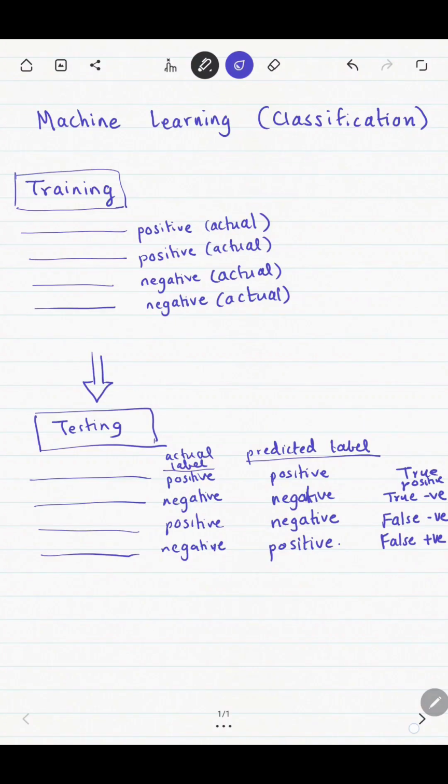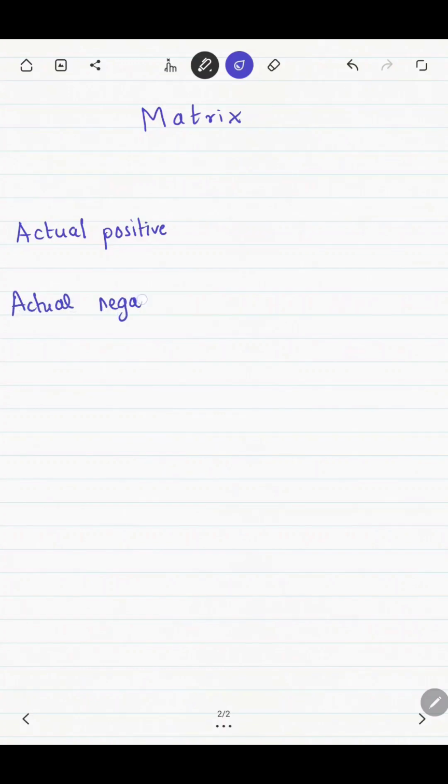Okay. So therefore we build a matrix. Now it's not fixed or compulsory that rows should be the actual values and columns should be predicted values. So always check how the data is present if you are analyzing some given data. But in this video, we'll keep the rows as actual positives and actual negatives, and we'll keep the columns as predicted positive and predicted negative.